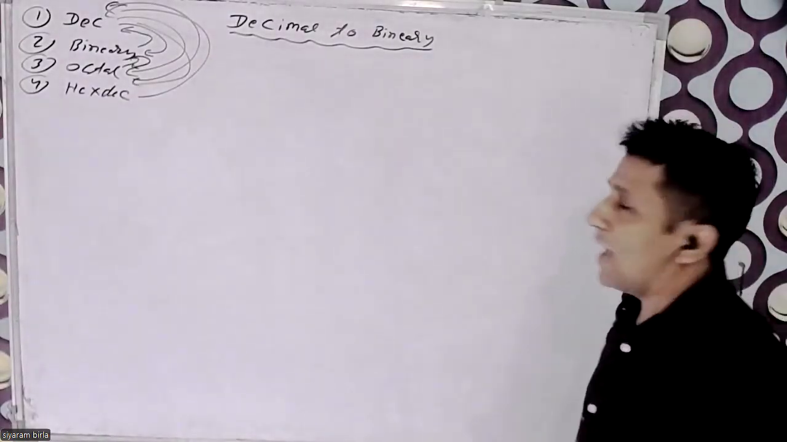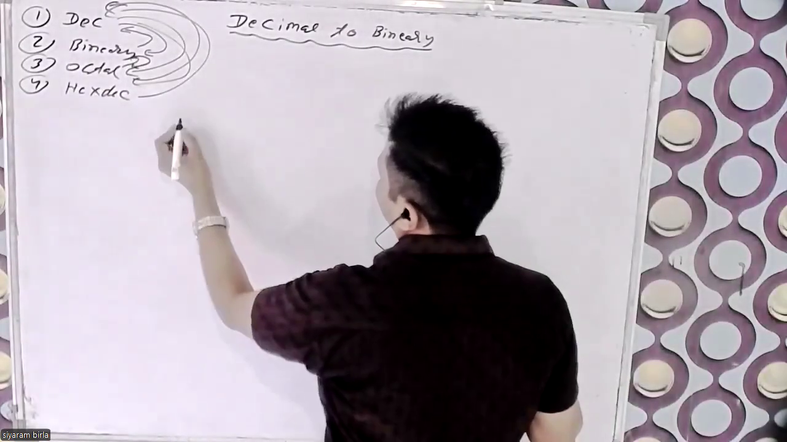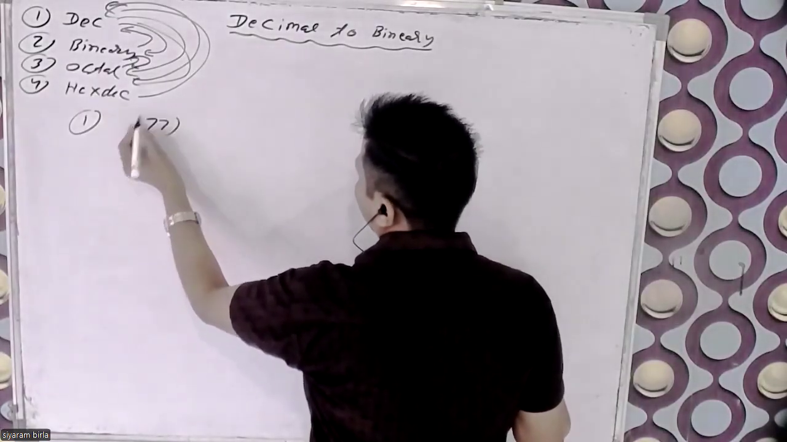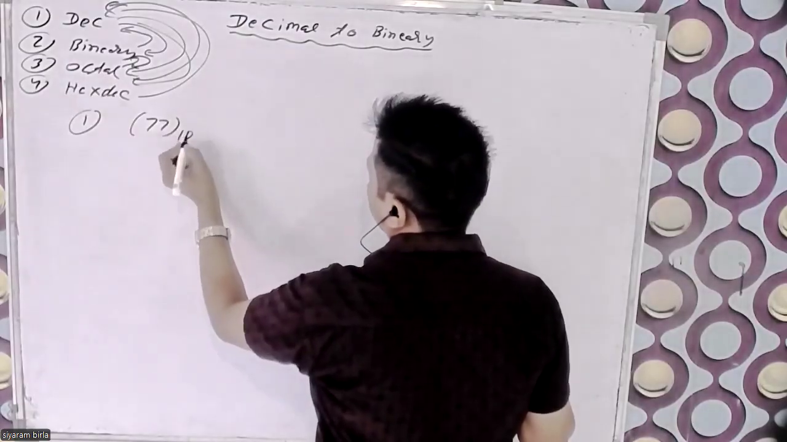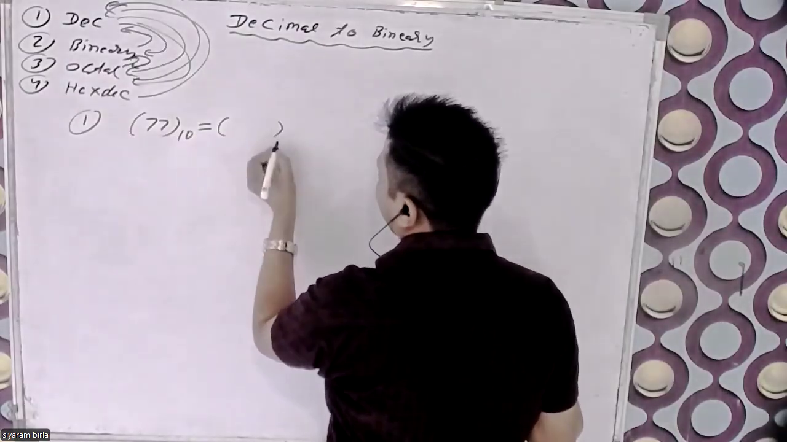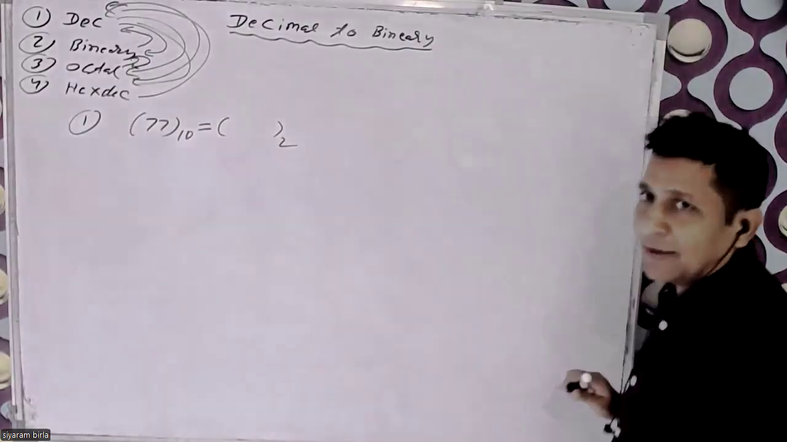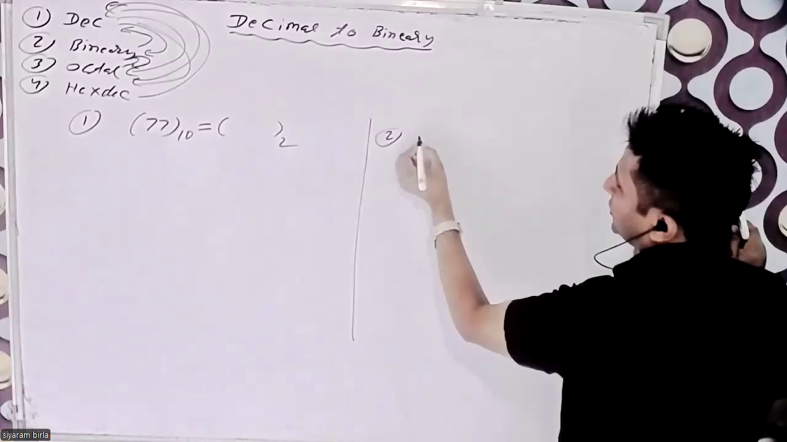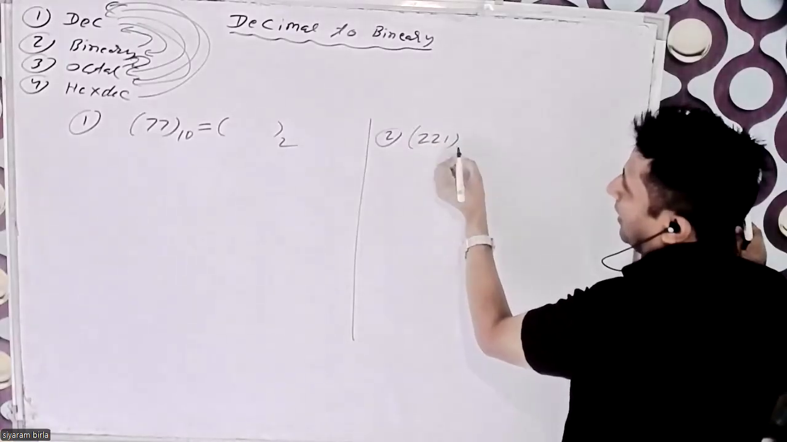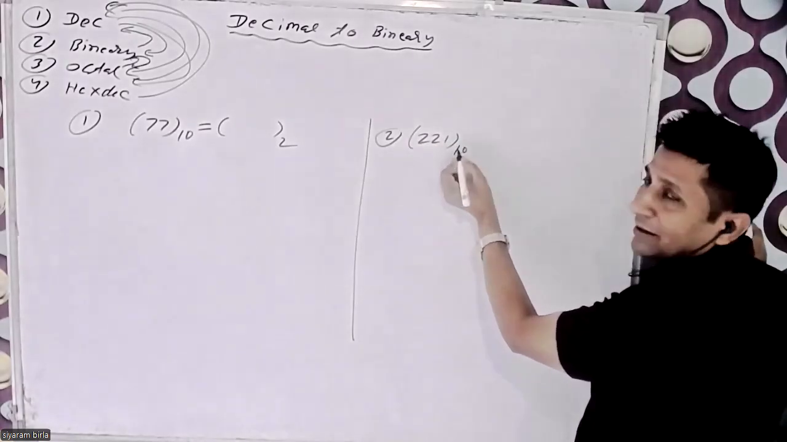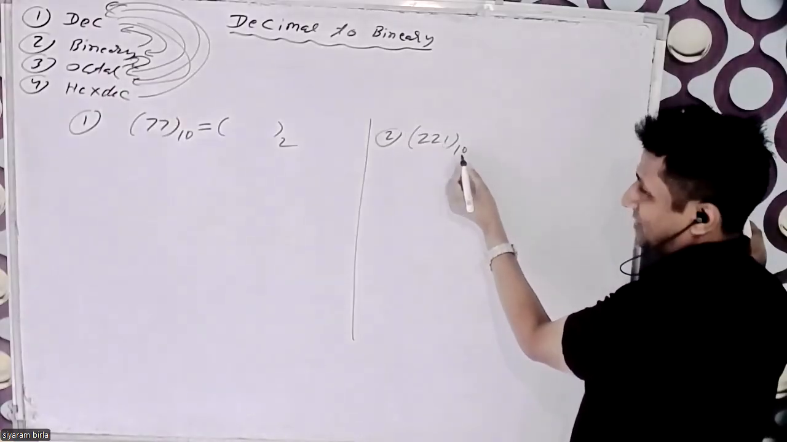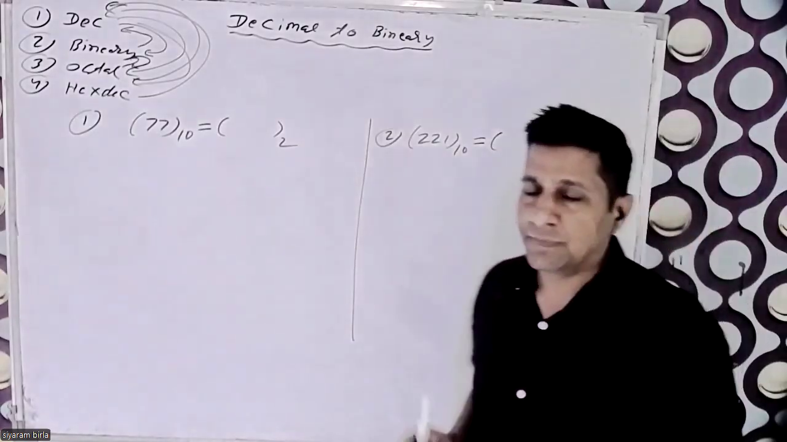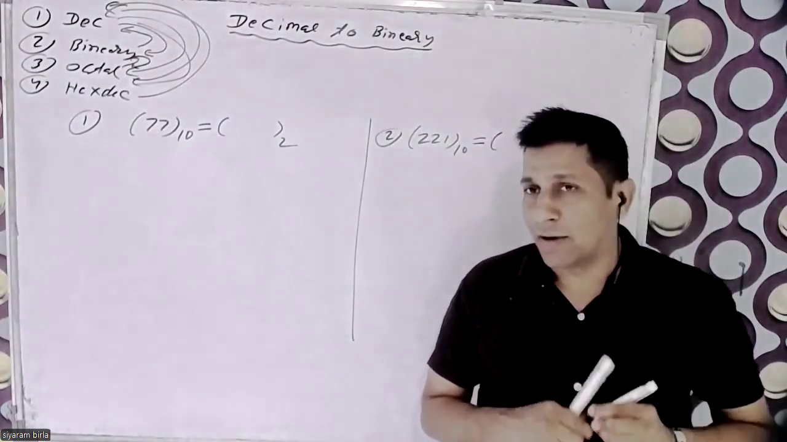So today I'll explain decimal to binary, how I can convert. I'm taking two examples. The first one is the number 77, its base is 10. How can I convert it into binary? And the second number is 221. It is also a decimal number, so its base is 10, and I need to convert it into binary. So how can I convert?